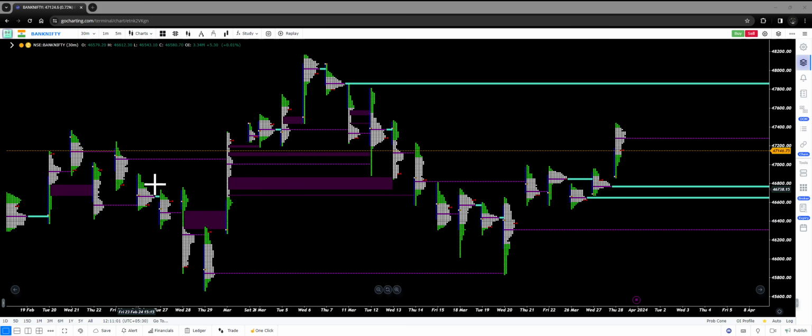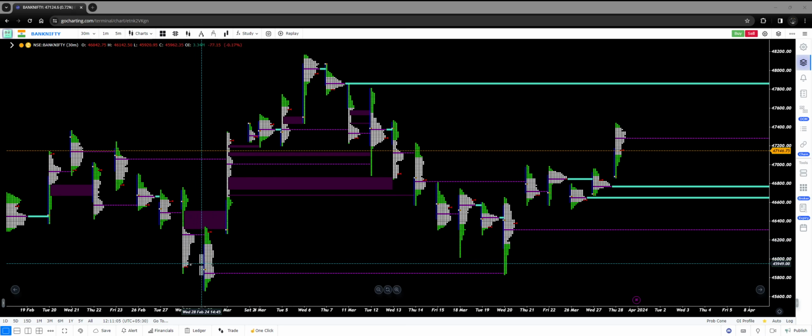So these are the four steps. We'll just summarize it. Step one is when the market tends to move in one direction.